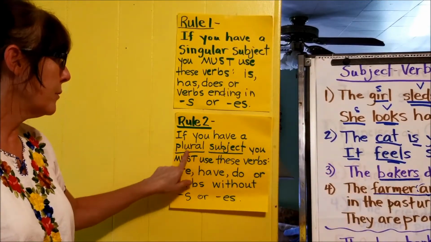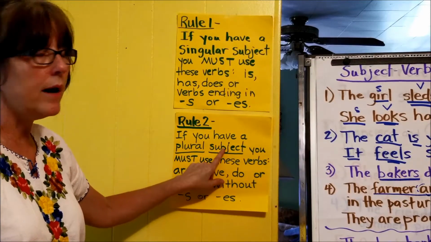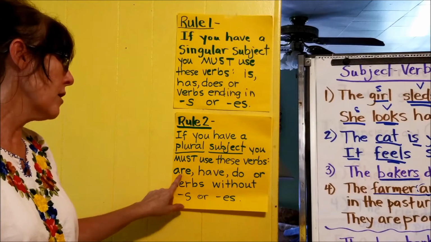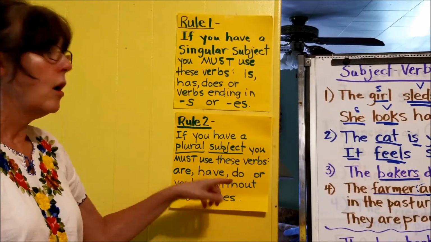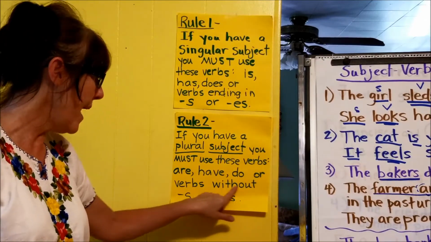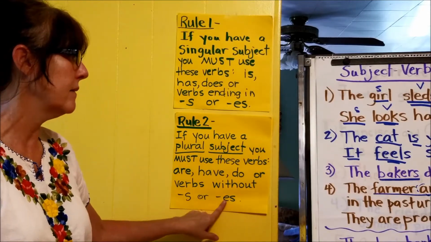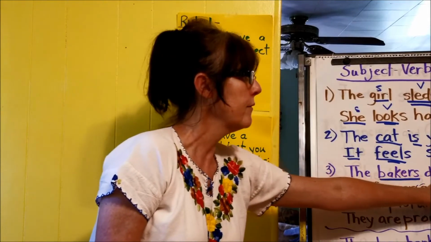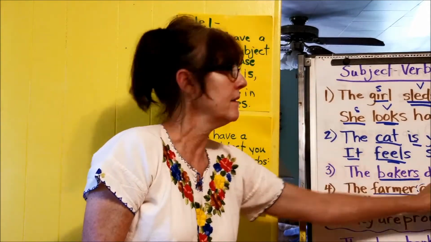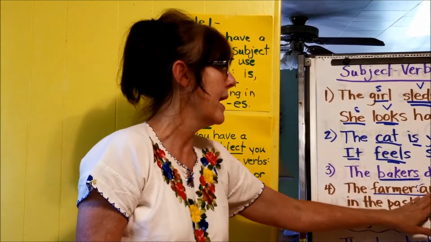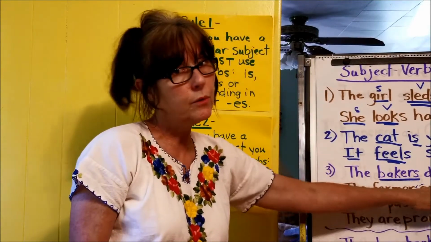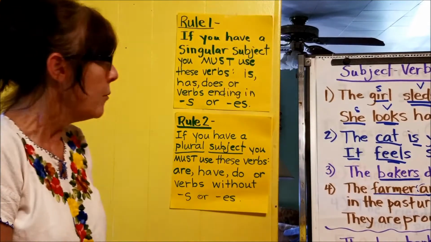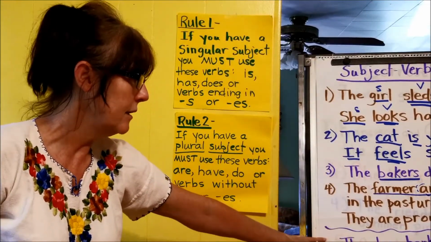Now, rule 2 is about your plural subjects, okay? If you have a plural subject, more than one, you must use these verbs, either are, have, do, or verbs without s or es. That's why when we had the bakers, which was plural, our verb did not have an s. When we had farmer and his cow, which is plural, our verb did not have an s, okay? We can see that again in this really quickly looking here.